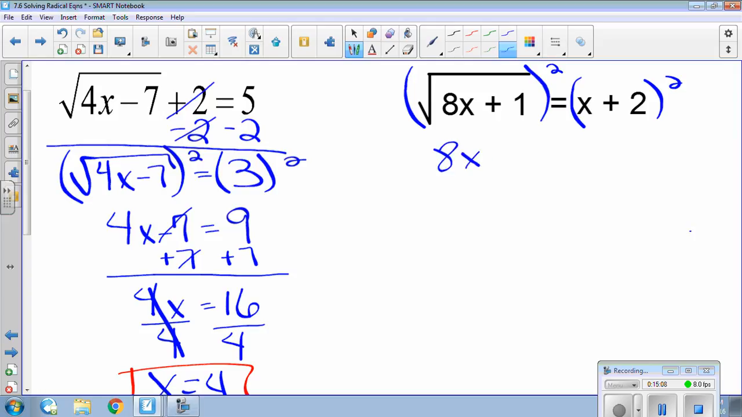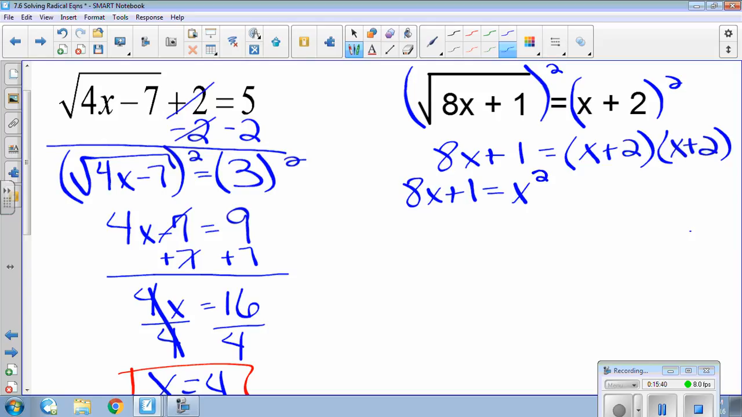So I have 8x plus 1 equals x plus 2 times x plus 2. Do not make the mistake of squaring each term. You have to square the entire left-hand side, and then you have to square the entire right-hand side. So x plus 2 times x plus 2, what do I need to do with that? Distribute. So I have 8x plus 1 equals x squared plus 2x plus 2x plus 4.